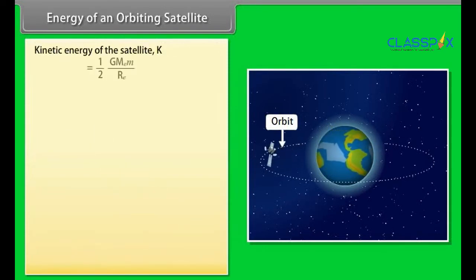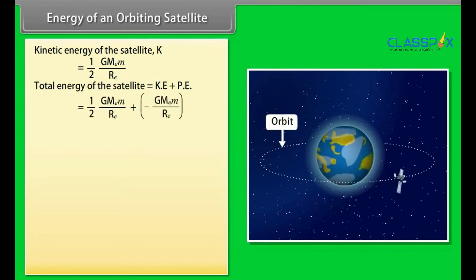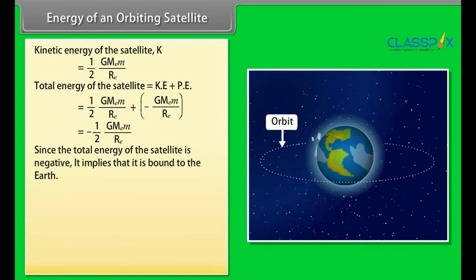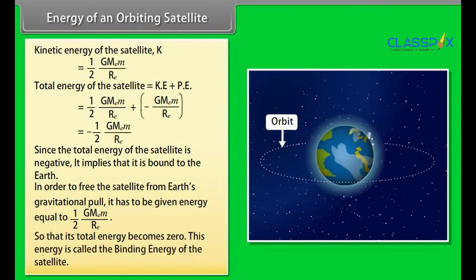Kinetic energy of the satellite K. Total energy of the satellite is equal to kinetic energy plus potential energy. On calculating, we get total energy is equal to minus 1/2 GM_E m / R_E. Since the total energy of the satellite is negative, it implies that it is bound to the Earth. In order to free the satellite from Earth's gravitational pull, it has to be given energy equal to 1/2 GM_E m / R_E, so that its total energy becomes 0. This energy is called the binding energy of the satellite.